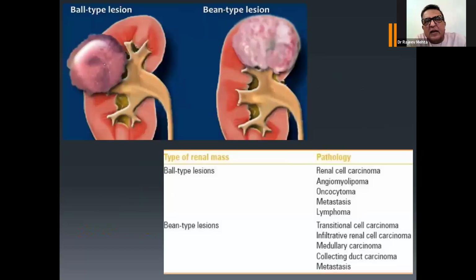So what are the different types? Now, this example clearly shows that the first one on the left-hand side is a ball type, where the nodular mass lesion is seen having the exophytic extension, and that changes the contour of the renal kidney margins. Medially, the mass is seen causing compression on the collecting systems, but not destruction or involvement of the collecting system.